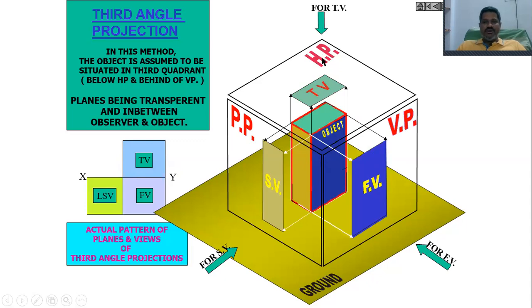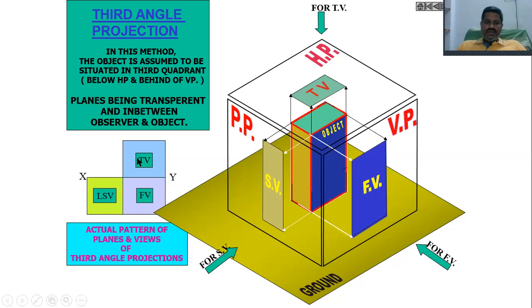When you see from the top, the top view will come and be projected onto the ground, the left side view will come onto the left side plane only, the right side view will come onto the right side plane only, the front view will come onto the vertical plane, and the top view will come onto the horizontal plane. But the top view will come above the XY line, that means above the ground, and the front view will come below the XY line. So this is what happens in the case of third angle projection.